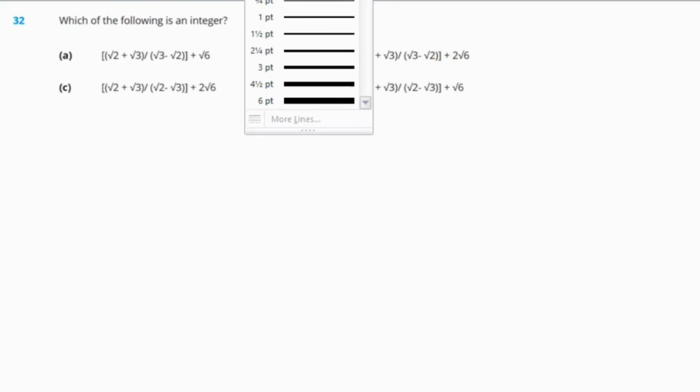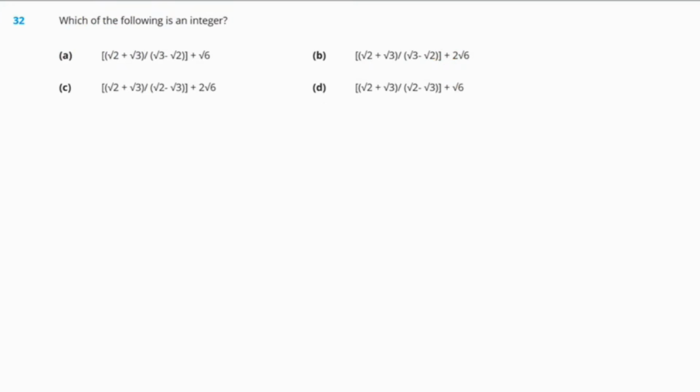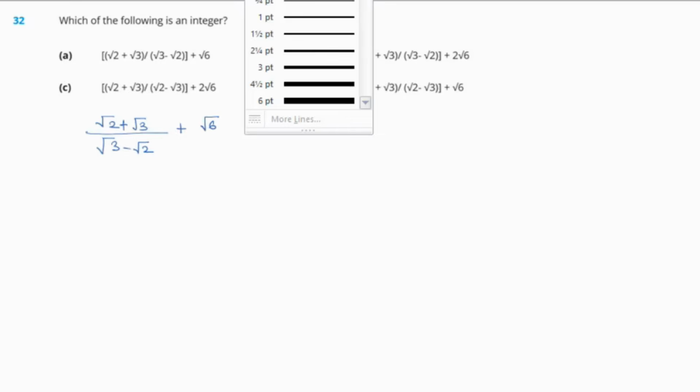Now the next question is saying which of the following is an integer. It is asking which of the following we are going to solve and we will be getting the value as an integer only. So for this, if we look at the values which are given to us, root 2 plus root 3 by root 3 minus root 2, that is given to us. And after that, plus root 6. In the entire thing, we are just adding root 6 like this. So for this, we need to rationalize this.